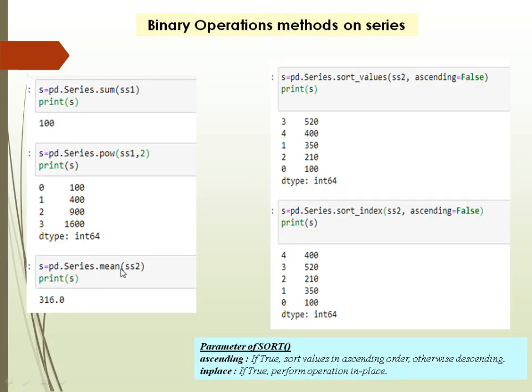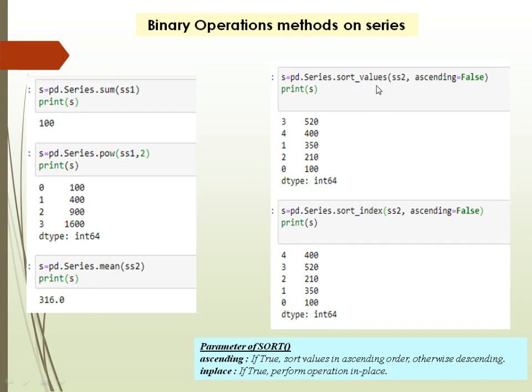Next is pd.Series.mean. So children, you all are commerce students, so you know how to find the mean. So here also, ss2 is the name of our series. The values which are present in ss2 are averaged by this mean function, and we can easily get the mean. The answer is 316. You can calculate it and find it. Is it correct or not? Clear?